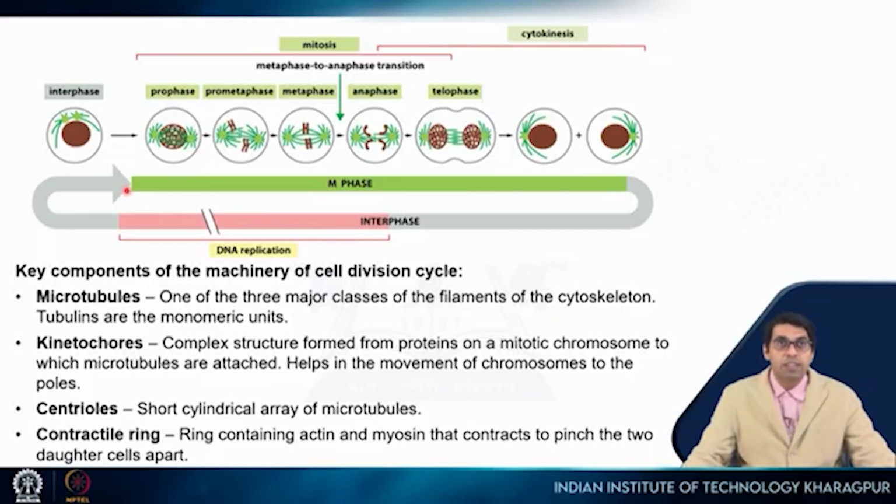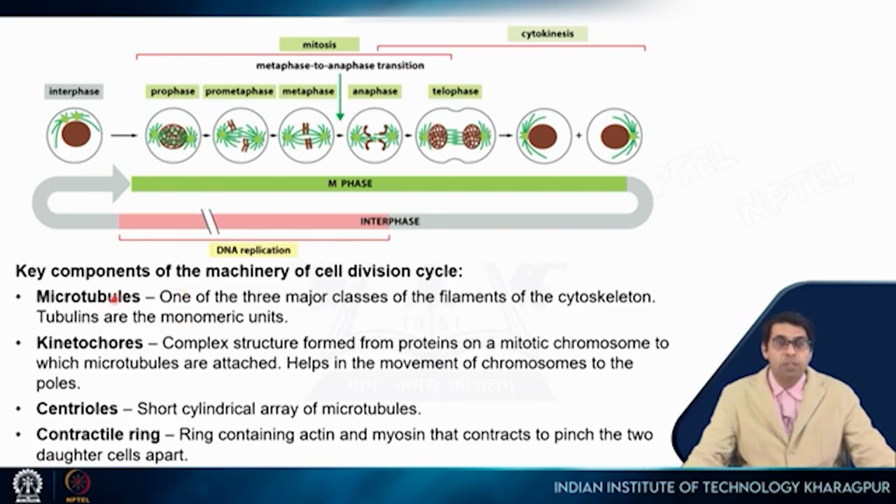In many books, you will see that the cell cycle is shown like this, where the cell cycle is divided into two phases. One is the M phase and the other one is the interphase. So, G1, S phase and G2, these three are combined as the interphase, because in this the most important event that happens is the DNA replication, and the other phase where a lot of action happens is the M phase. So, we are going to go through this M phase in more details now, because we have already covered DNA replication in an earlier lecture. The key components of the machinery of cell division cycle are as follows.